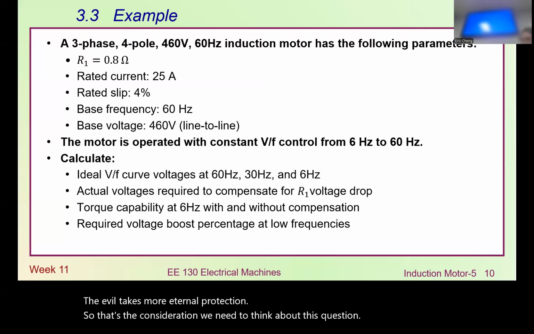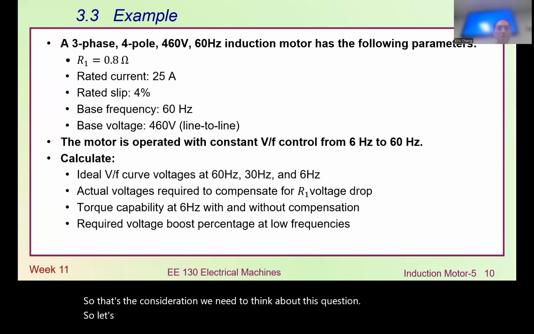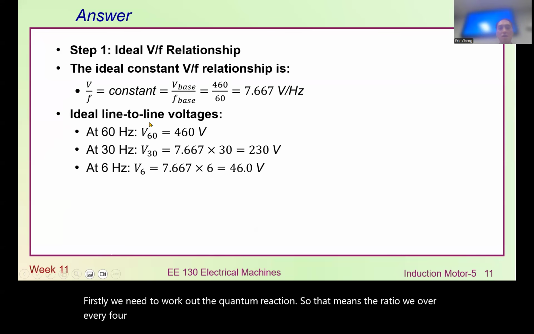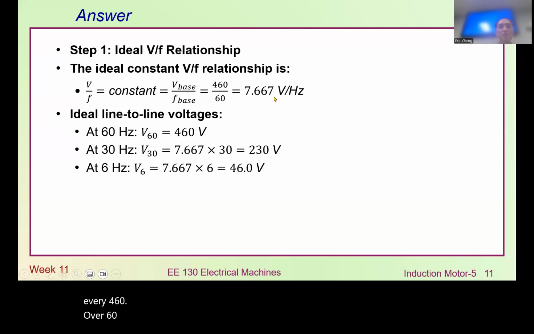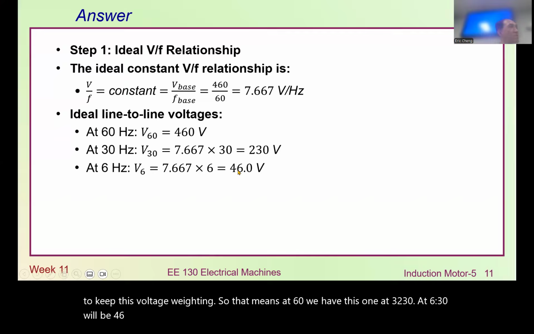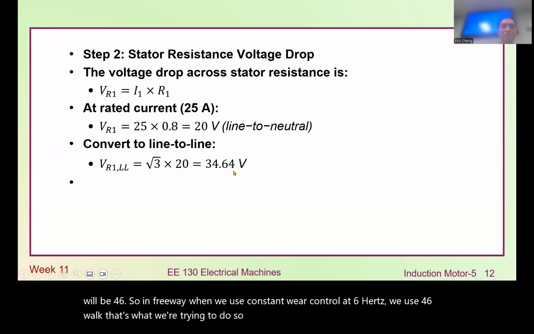So let's see my solution. Firstly, we need to work out the constant V/F ratio, so the ratio V over F is 460 over 60. That means whenever we do any voltage or frequency variation, we need to keep this ratio. So at 60 Hz it is 460, at 30 Hz it is 230, and at 6 Hz it will be 46 volts. So in theory, when we use constant V/F control at 6 Hz, we use 46 volts. That's what we're trying to do, and that's the important part.